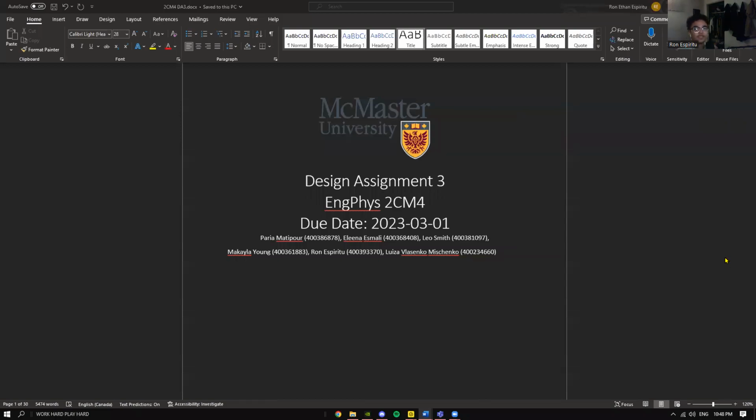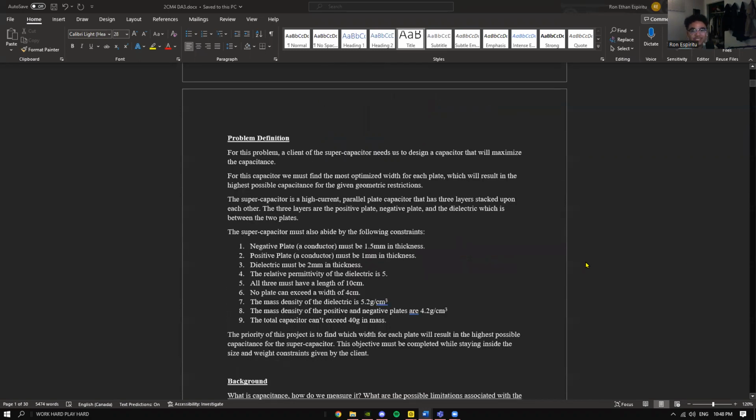Hello, I'm Ron Espiritu, and I worked with the members on screen to complete the third design assignment of the semester. The task of our assignment is to maximize the capacitance of a parallel plate plus dielectric capacitor system. The dielectric plate has a given electric permittivity, and all the components have a given length and thickness.